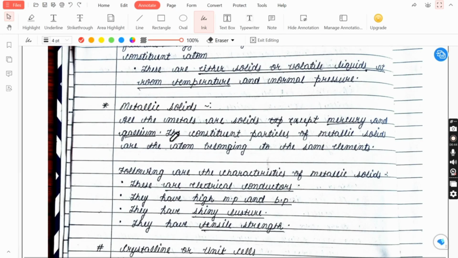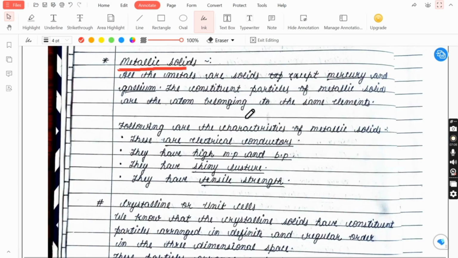Then what is a metallic solid? Metallic solids are all the solids except mercury and gallium. All the metals are solids except mercury and gallium, which are in a liquid state actually. So mercury and gallium are not considered solids, except that every metal that has been found so far is considered solid, and these are called metallic solids.